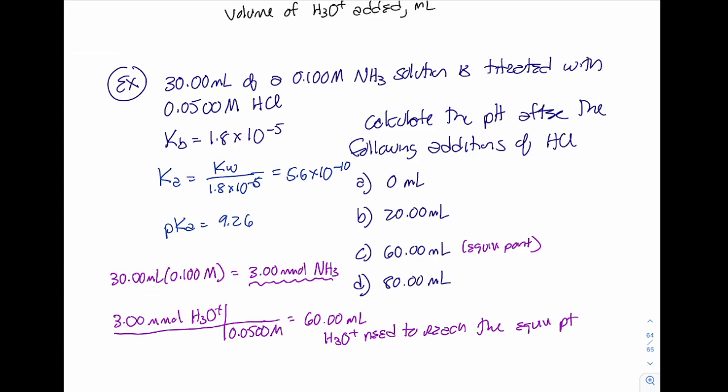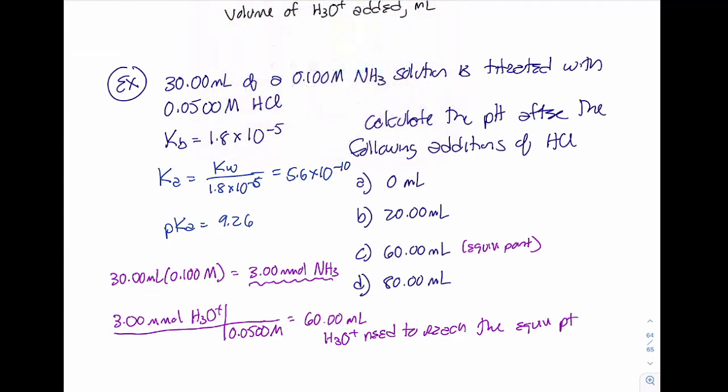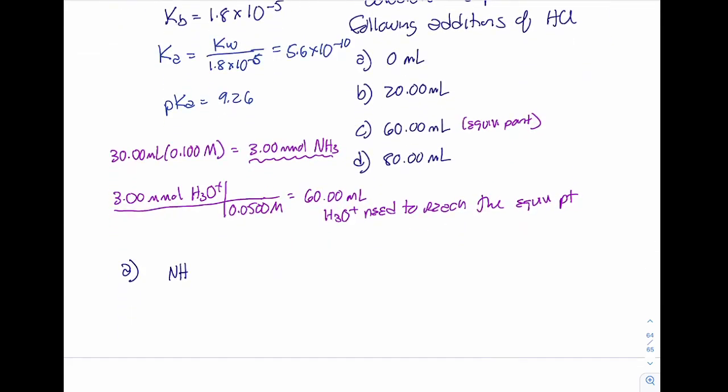So now we can start actually answering our questions. The first one, I've added 0 milliliters of my strong acid to my weak base. So I just have a weak base solution. So part A. This is where we're going to write our base dissociation equilibrium equation. So ammonia plus water going to hydroxide ions plus my conjugate acid.